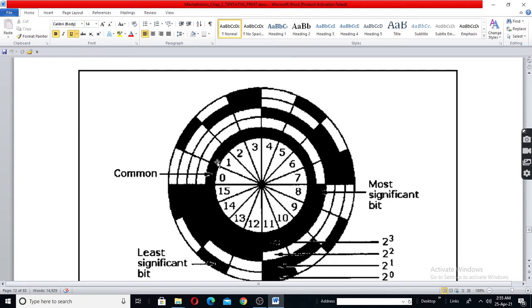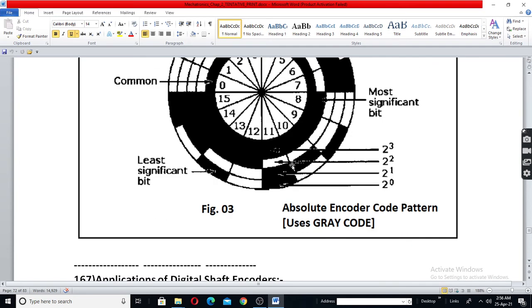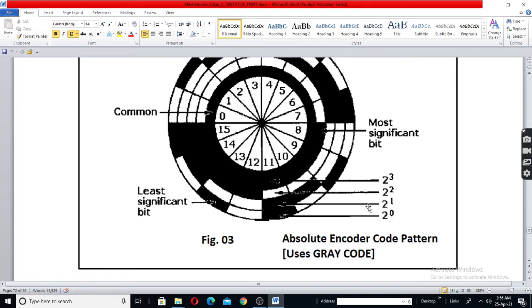You know that in gray code, the change in bit pattern from one count to the adjacent count is in only one bit. You have studied gray code in digital electronics. If you do not need all those things, you can forget this. So actually it uses gray code.